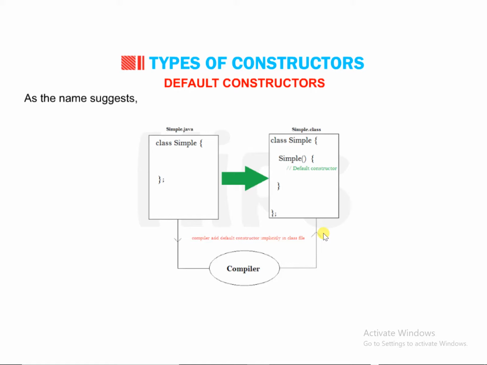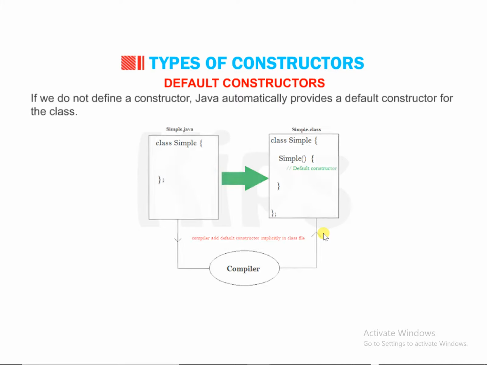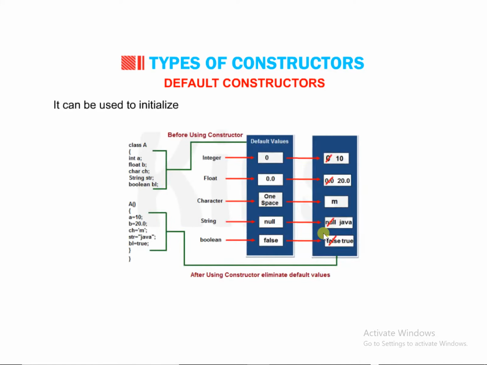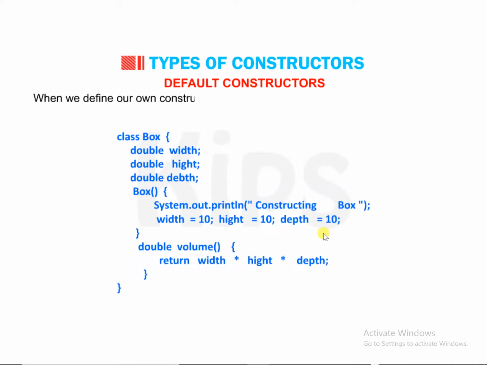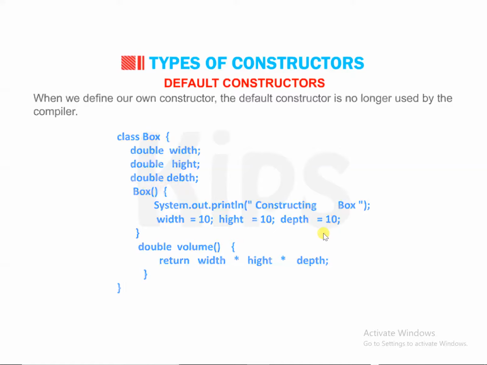As the name suggests, these constructors have no parameters and hence do not accept any arguments. If we do not define a constructor, Java automatically provides a default constructor for the class. It can be used to initialize all the data members of the class with 0 or null. When we define our own constructor, the default constructor is no longer used by the compiler.